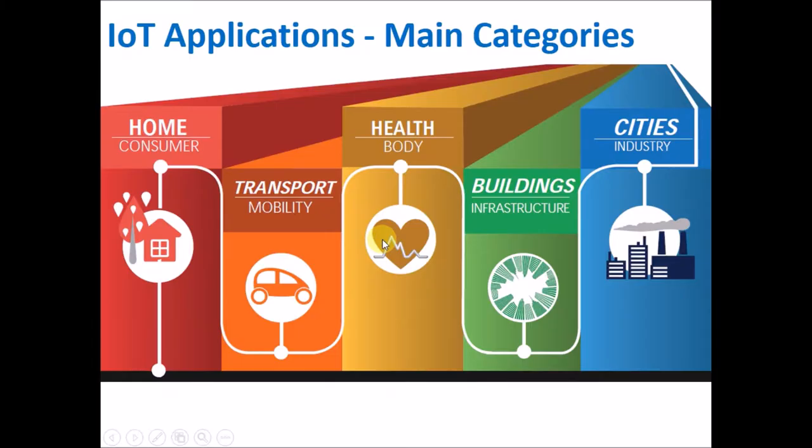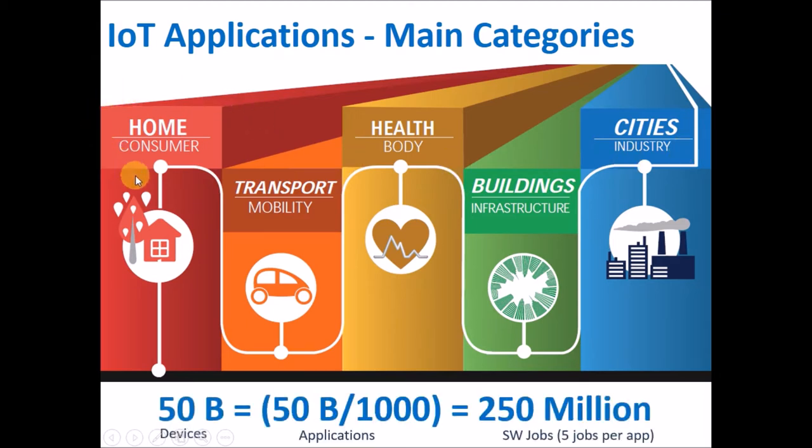Let's jump into the IoT applications. IoT applications are categorized into five main categories. We call them the five pillars of the IoT applications. Those are home consumer applications, transport and mobility applications, health and body management applications, building infrastructure management applications, and industrial and smart cities applications. On the right side are the smart cities and the industries. This is where most of the money of the IoT applications will come in. On the other side, the consumer home applications would have most of the devices. However, it's not going to be generating most of the money.